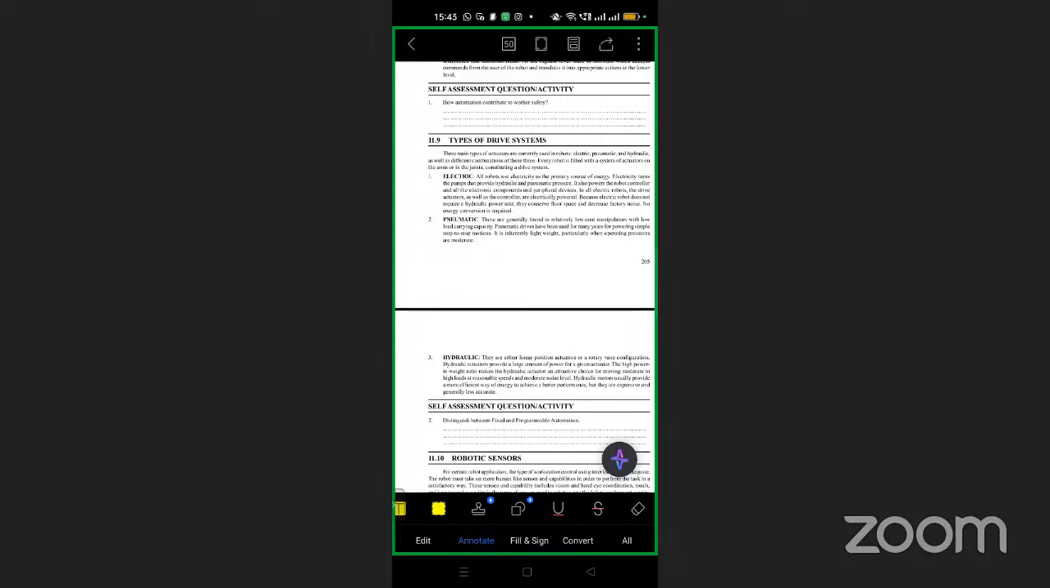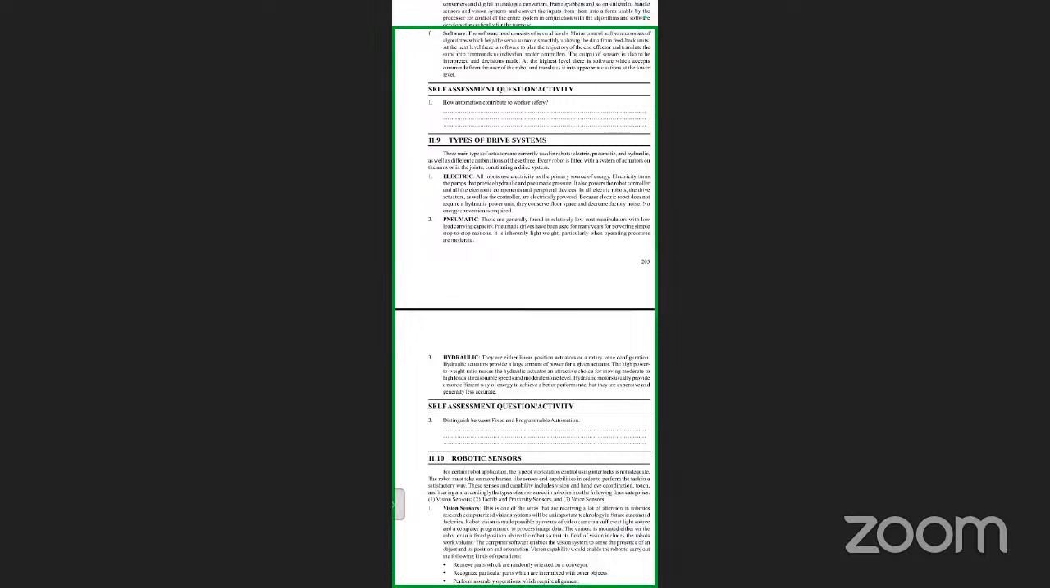And when you talk about pneumatic, these are generally found in relatively low cost manipulators with low load carrying capacity, and pneumatic drives have been used for many years for powering simple stop to stop motions. And when you talk about hydraulic drive systems, they are either linear position actuators or rotary vane configuration. And again, we have robotic sensors. Under this, we have three categories: vision sensors, tactile and proximity sensors, and voice sensors.